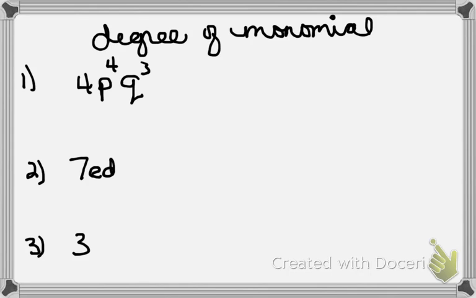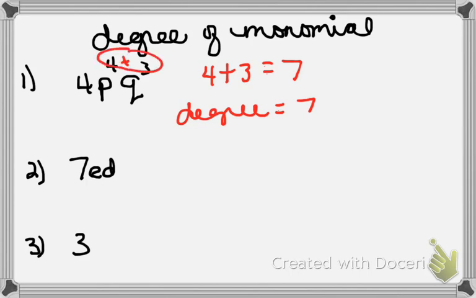Alright, so let's talk about degrees of monomials. The definition is the sum of the exponents of variables. Only variables, not constants. Constants is just a plain number. Only variables. So we're going to count the exponents on the letters only. So the first one, degree of monomial, we're going to count them. So I'm going to say 4 plus 3 is 7. So my degree equals 7. See these two, we just add those two up because they're on the variable.